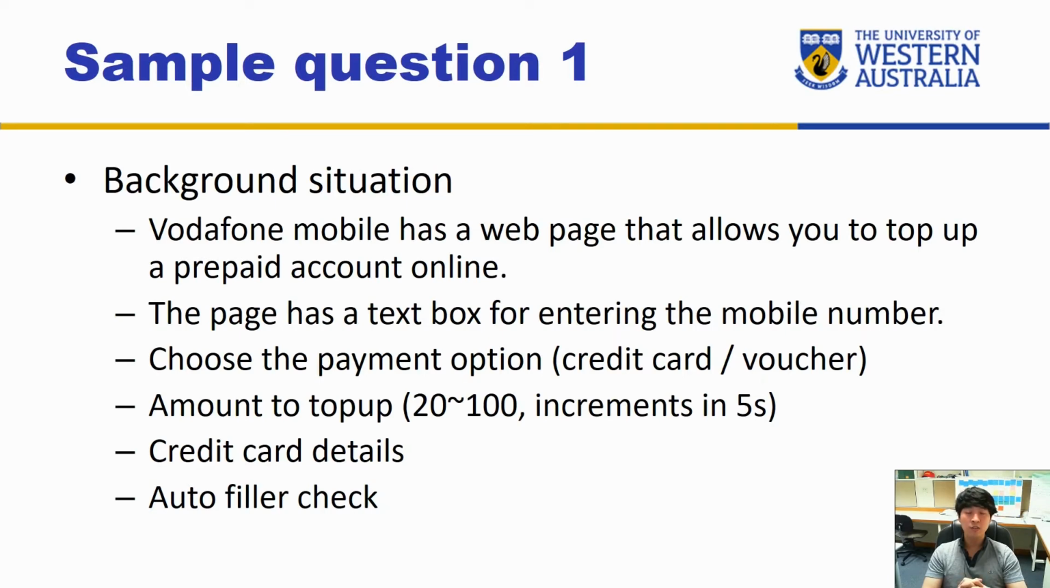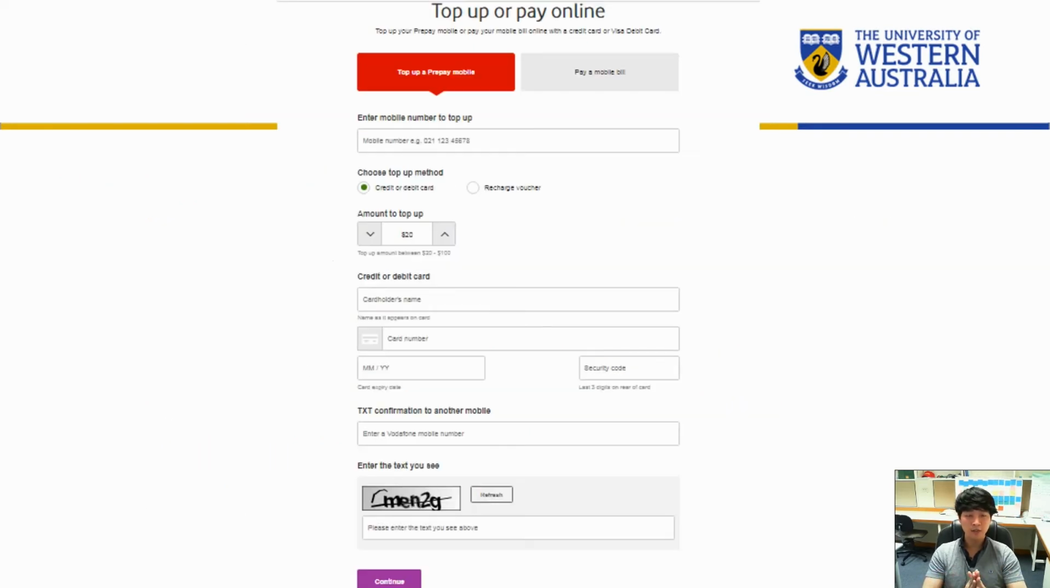We first need to understand the background situation. Vodafone Mobile has a web page that allows you to top up a prepaid account online. This page has a text box for entering the mobile number. You can choose the payment option, amount to top up, credit card details, autofill check, and so forth. So the interface looks like this. This is what we are working with, and we're going to answer the following sub-questions associated with it.